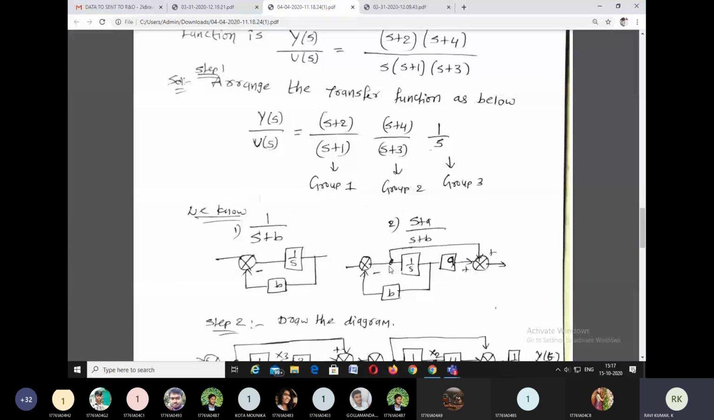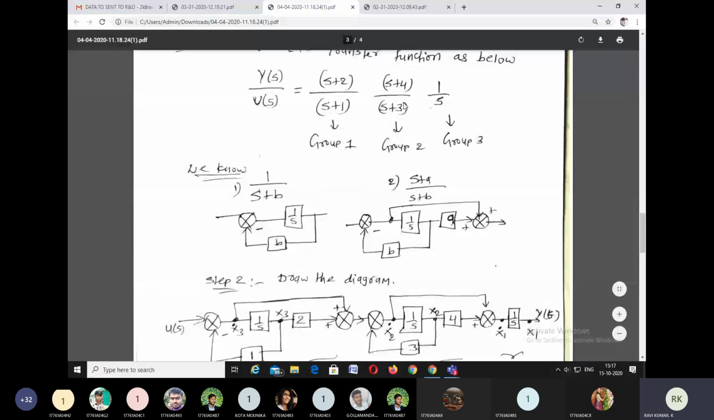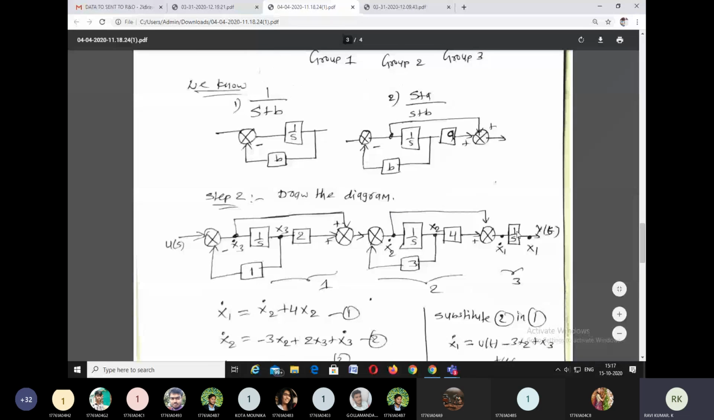After splitting like this, you have to write the diagram for this one, right? See, s plus 2 by s plus 1, the diagram is this one, s plus 1, the denominator, and for the numerator 2 we are writing here, and here it is 1. Nothing is there means it is 1. So from this one we are going to generate s plus 2 by s plus 1, and the output of that one is multiplied with the second one. Second one is s plus 4 by s plus 3. So the denominator is 3, numerator is 4 here, right? So here 1 by s is there, right?